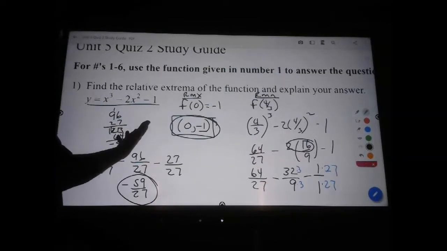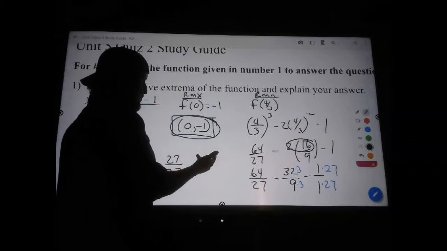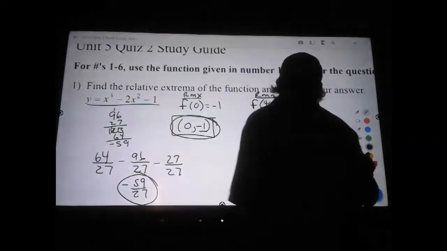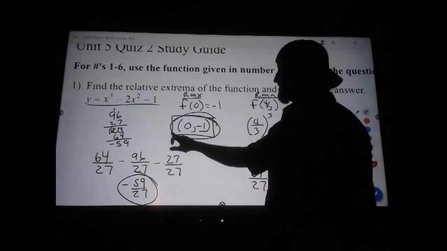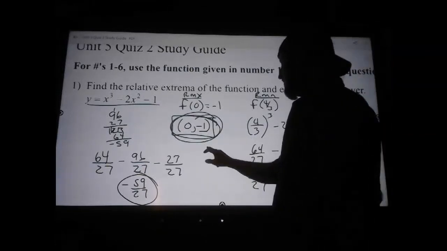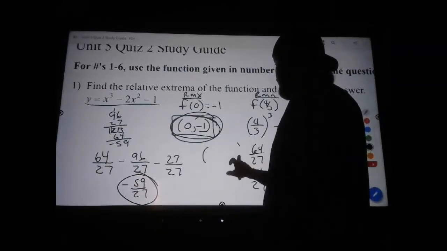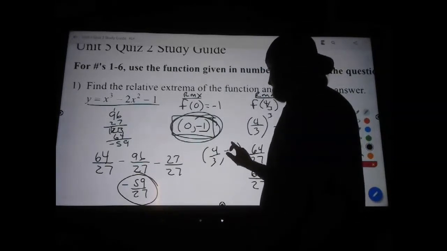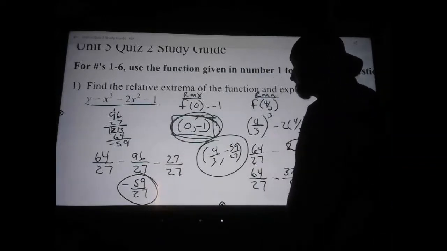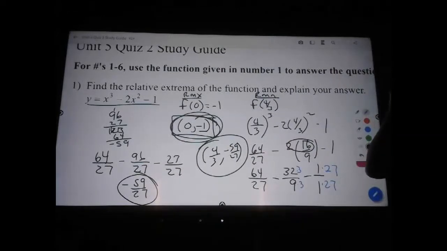But so you can write your answers then as points, right? So that's the main point I wanted to make here. So we have a relative max at (0, 1), or (0, -1), and we have a relative minimum at (4/3, -59/27), if you want to write it as a point. So there you have it.